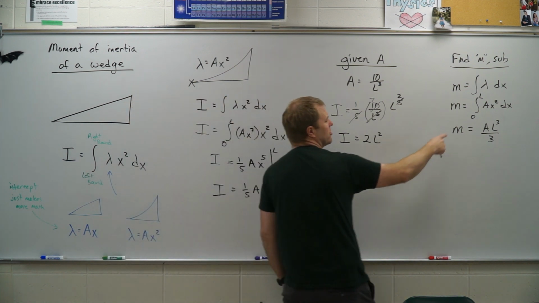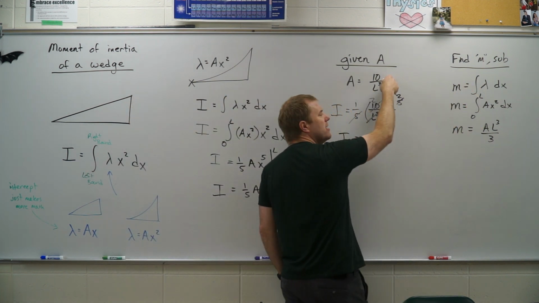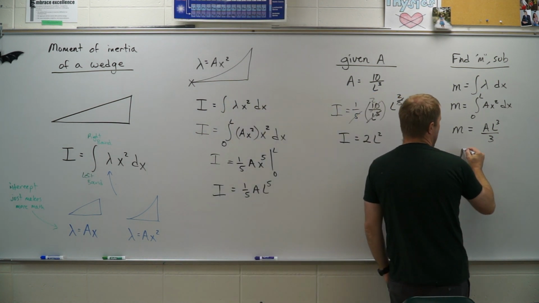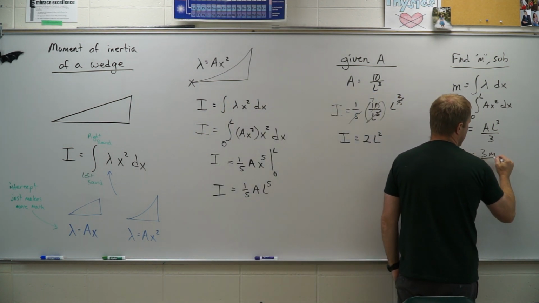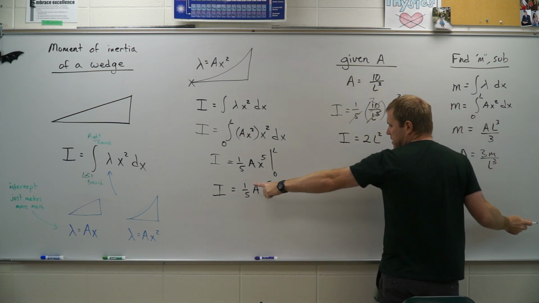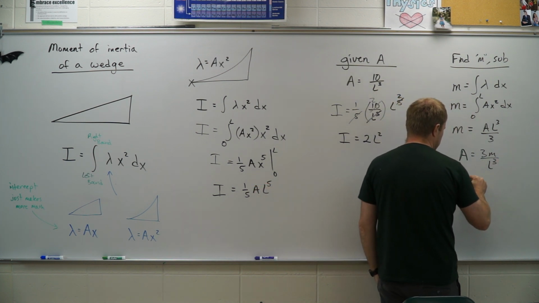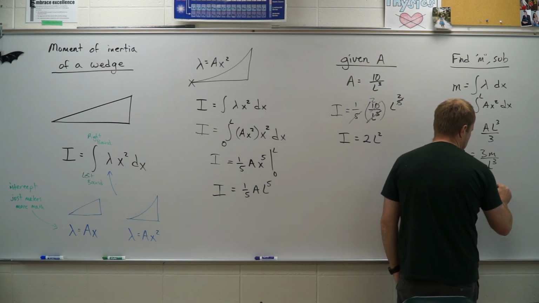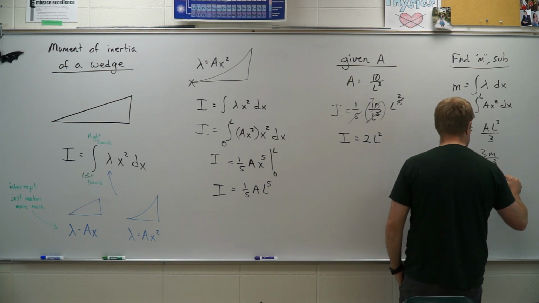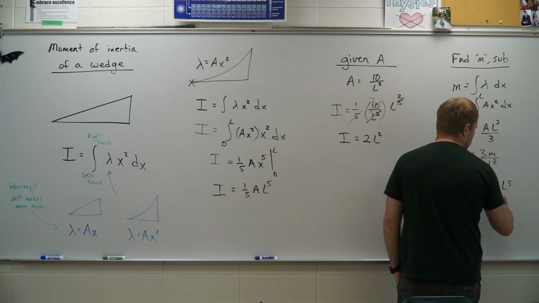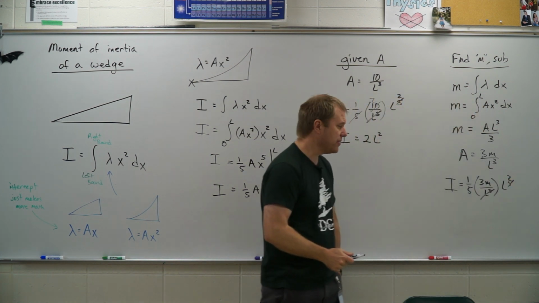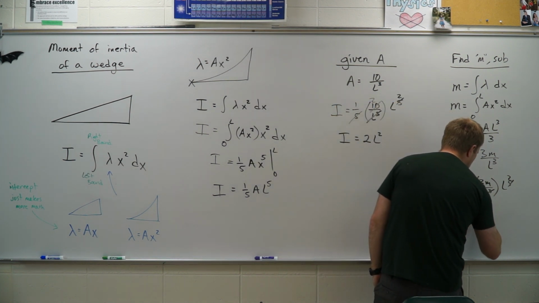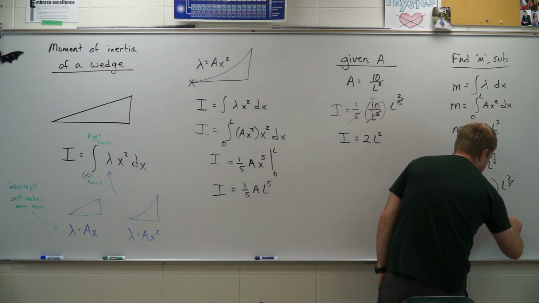So it's this little extra step where we got to get to an a value, then we can plug it in. It's just our a value will have a mass in it. So my a here is going to be 3m divided by L cubed. Substitute that in, so now my moment of inertia is 1/5 times my a value, which is 3m divided by L cubed times L to the 5th. We're going to get rid of some of those L's, so we get L squared here. So we end up with a final moment of inertia of 3/5 mass L squared.